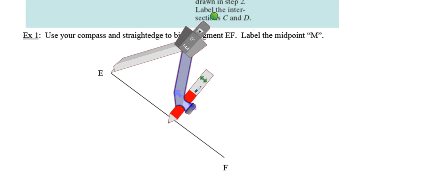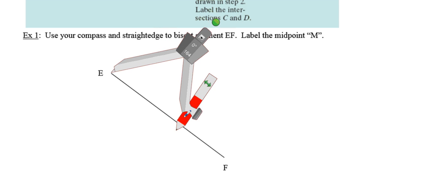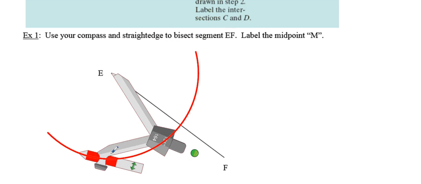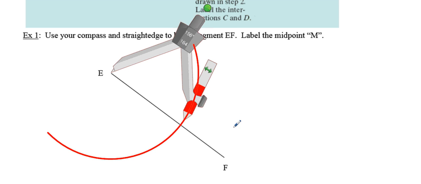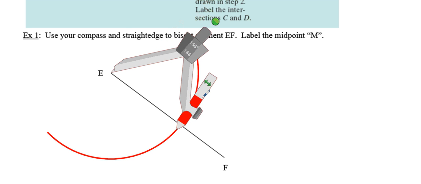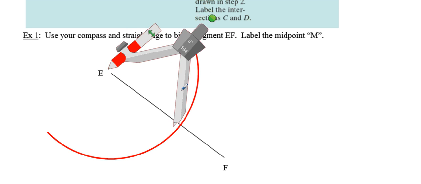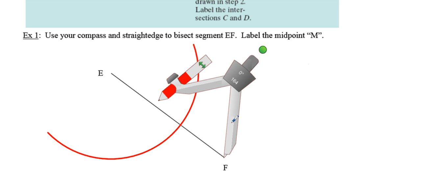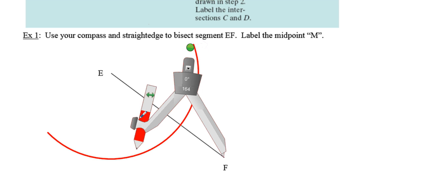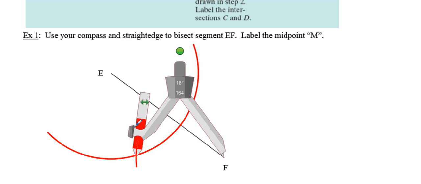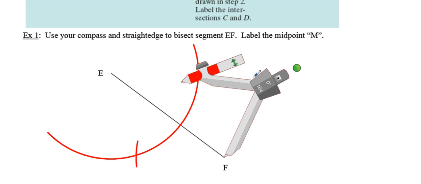I think I'm going to try to go with red. And then I'm going to keep that same exact compass setting, and I'm going to flip my compass around, and I'm going to move the point of my compass to point F. And I'm going to draw 2 more arcs, and they only have to be big enough so that they intersect the arcs that you drew in the first step.